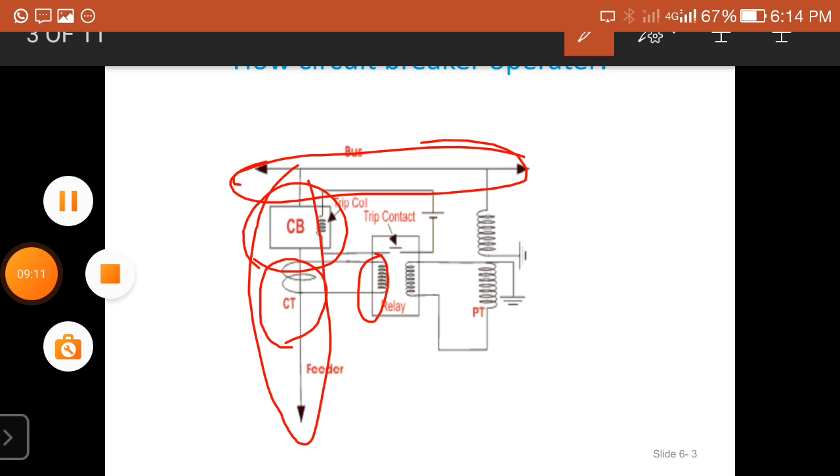The fixed contact. Second one is the moving contact. Next one is the arc runner.